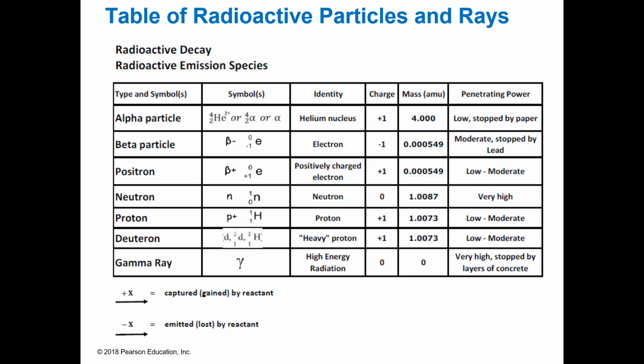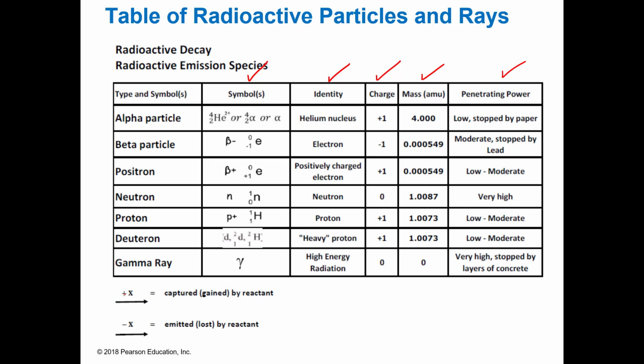So here's a summary table of all of these that I was just talking about, like penetrating power, their mass, the charge on them, what we can identify them as, like an electron or a neutron or whatever. And then the symbols, and then how you would write them. Okay, so you have this to look back on when you're doing this. And remember, gamma ray doesn't have mass or charge or anything.